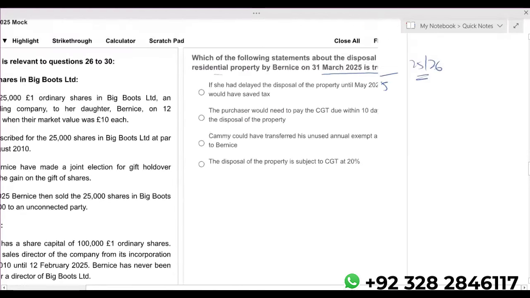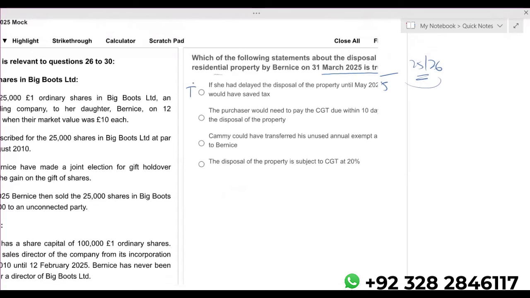Now come here. If she had delayed the disposal of the property, May 25 actually falls in the tax year 25-26. She would have saved the tax. The answer is true. Why? Basically, in the current tax year, which is 24-25, she has already utilized her annual exempt amount, which is mentioned in the question. Bernice has already used the capital annual exempt amount of 3,000 in the tax year 24-25.